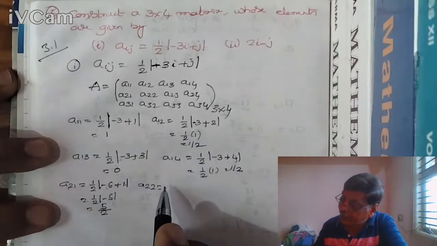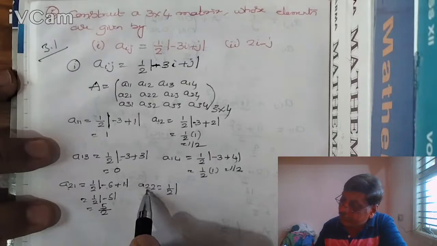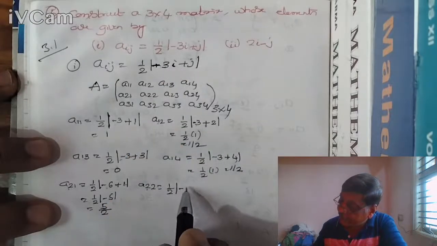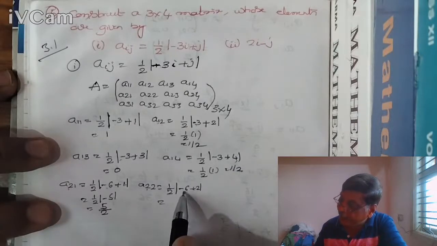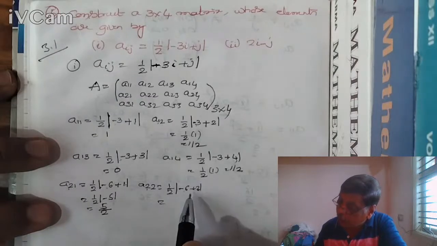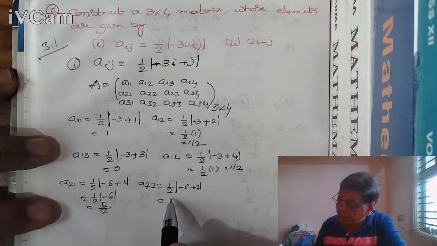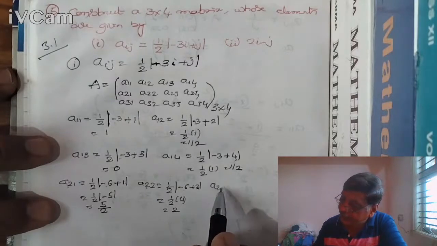Okay. Next, A22. So A22 is 1 by 2 into modulus of, i is 2, j is 2. 2 into minus 3, minus 6 plus 2. Minus 6 plus 2 is minus 4. After taking it outside the modulus, it becomes plus 4 only. That is half into 4. That is equal to 2.